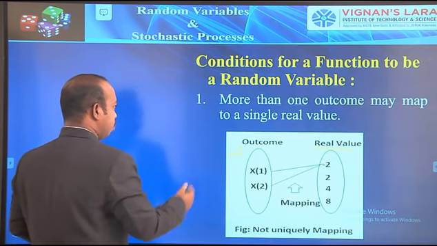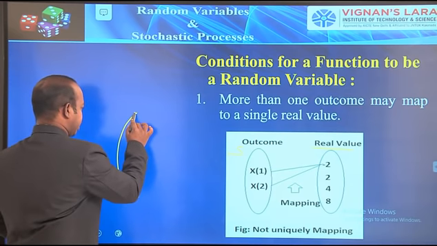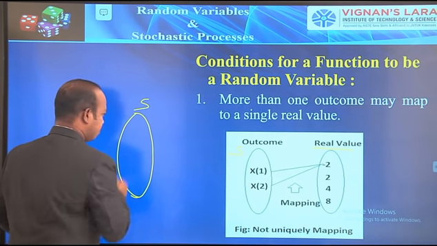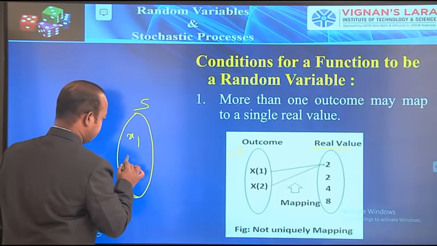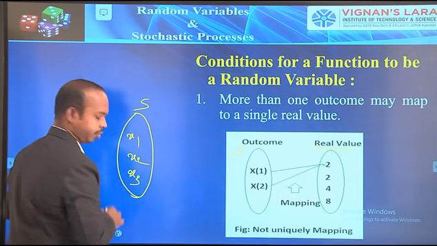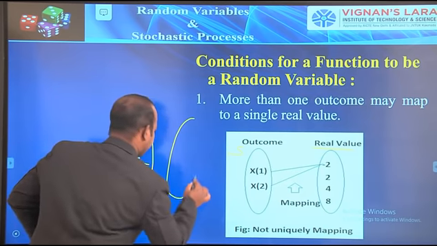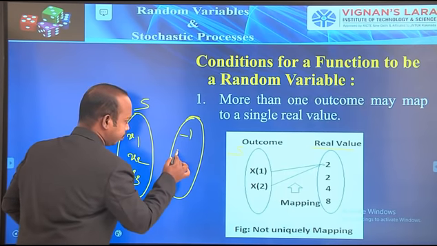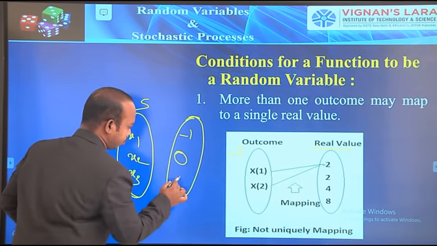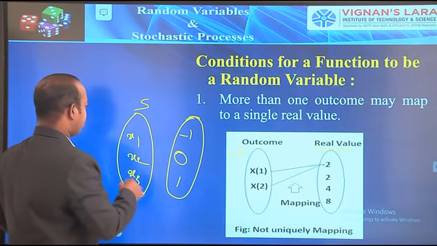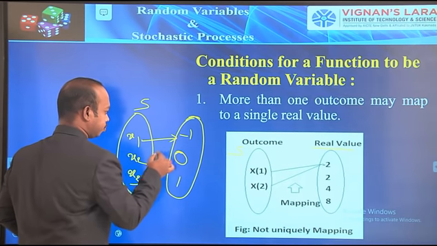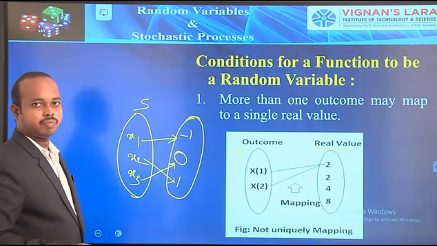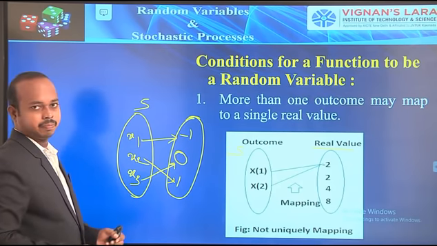See one more example for this condition. We can take the outcomes, those are the elements of a sample space. We are representing them as x1, x2, x3. And you can assign all of these to real values. The real values are -1, 0 and +1. We can map x1 to -1, x2 to +1 and x3 to 0. This one is a unique mapping.